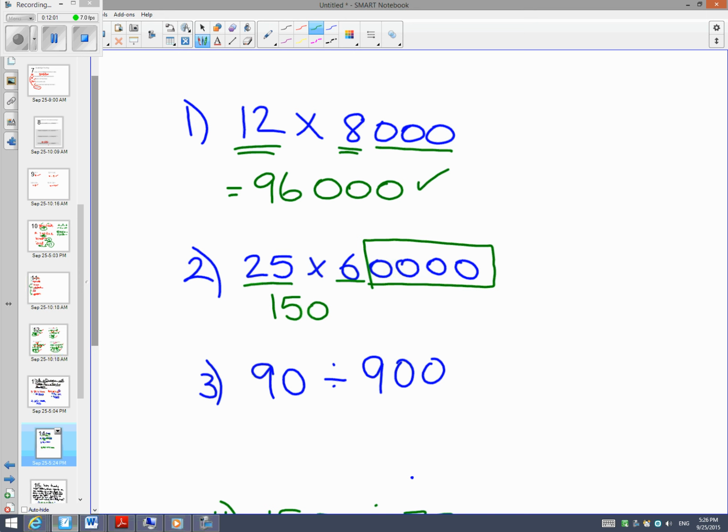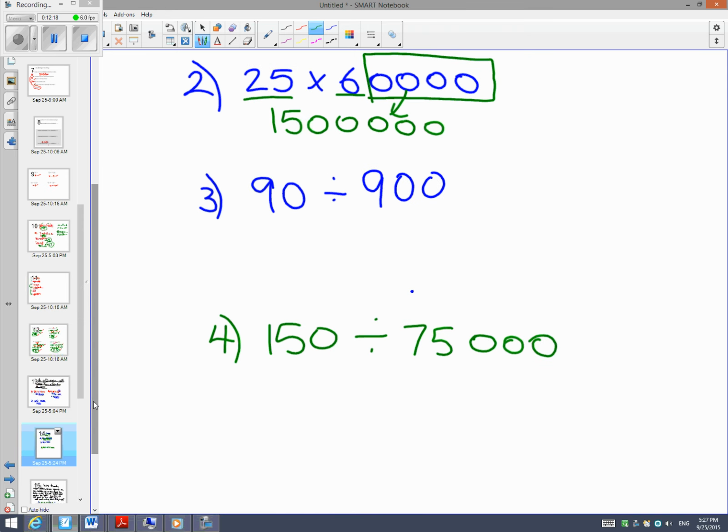Now, we're not done because we have to add these zeros back, and there's 4 of them. And what you get is 1,500,000. So you probably didn't know you could do a number that big in your head.